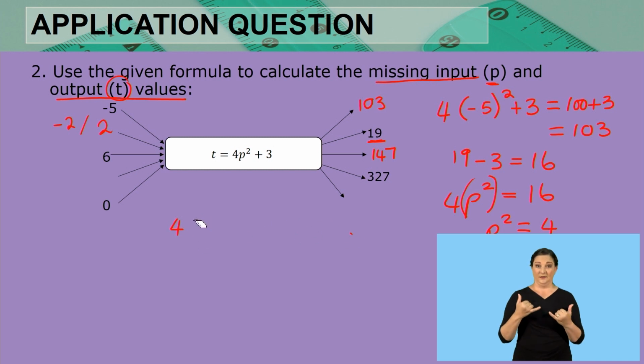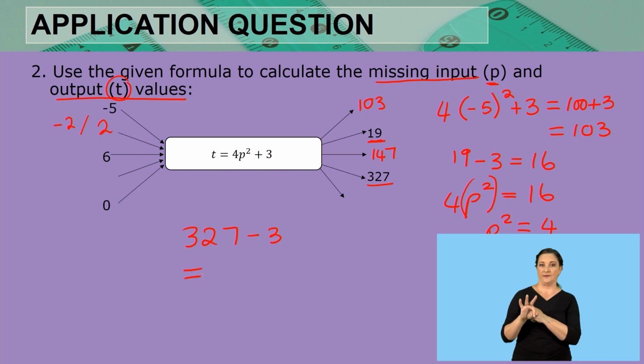What about the next one? Again, now we've only been given the output value, so we are going to work in reverse. So we are going to take this 327. We are going to use the additive inverse of a plus 3, and we are going to subtract 3. That is going to give us an answer of 324. Now, remember what this 324 is equals to.